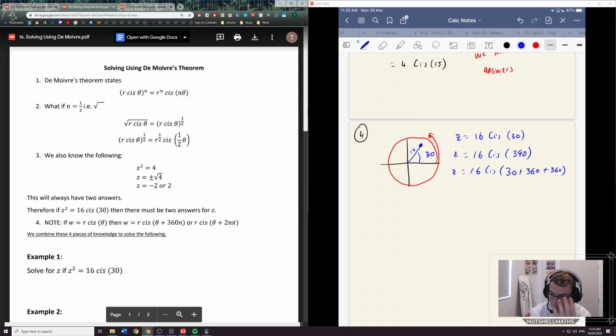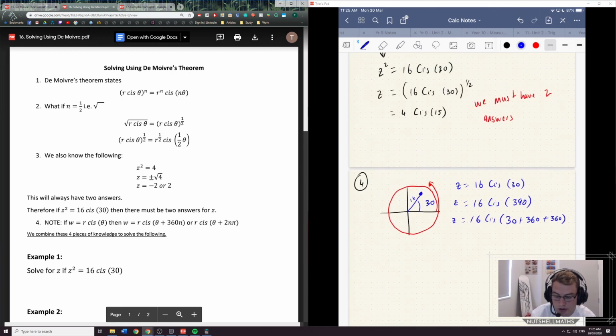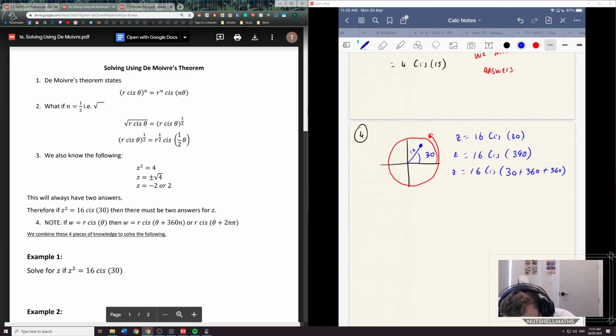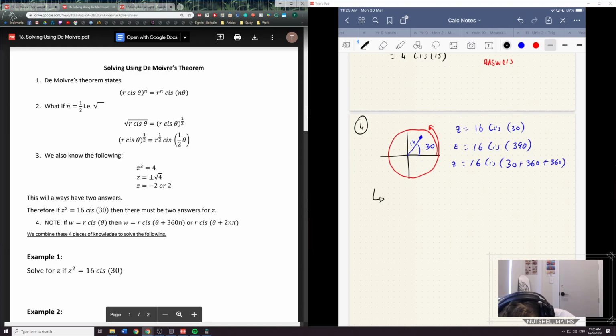Right? So we've got these four facts now. We know this piece of information and we know the rest. So if we know this fact 4, what we can say is, if Z equals 16 cis 30, then Z must also equal 16 cis 30 plus 360 n, where n is just going to be some number of loops.